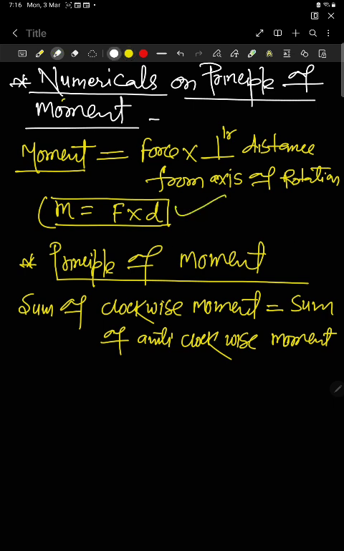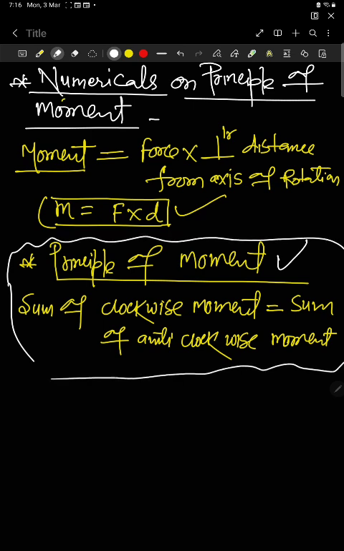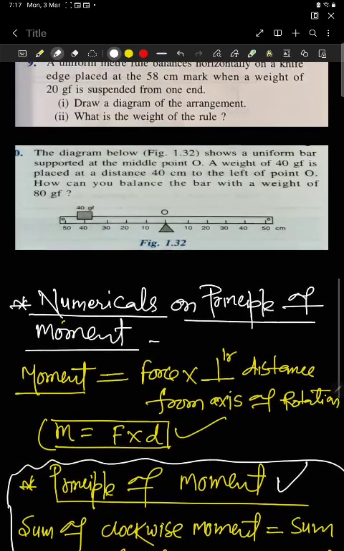Then we also discussed the principle of moment. What is its statement? The principle of moment says that if any object is in equilibrium position, then the sum of clockwise moments is equal to the sum of anti-clockwise moments. So today we are going to discuss the numericals, and how to solve the questions by applying the principle of moment. Let's take the first question.